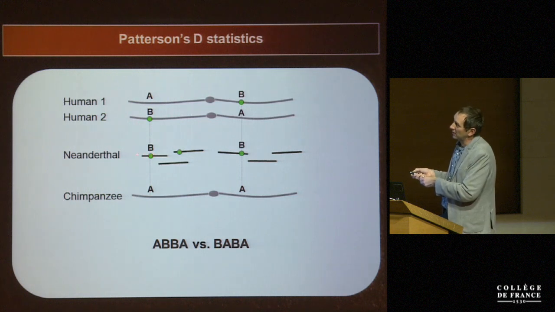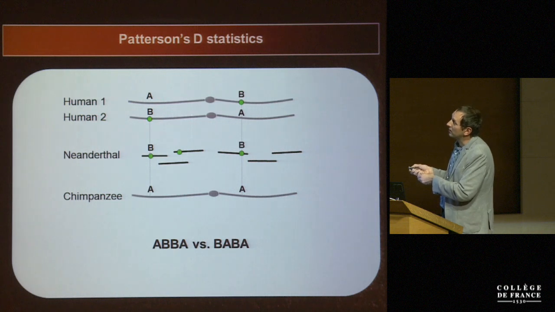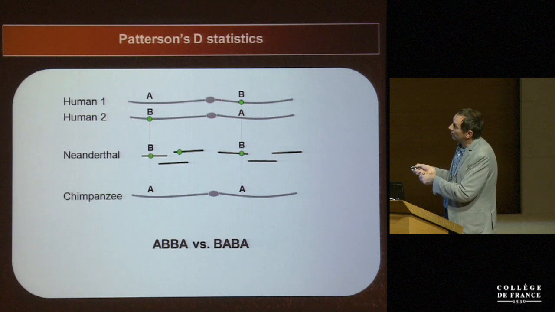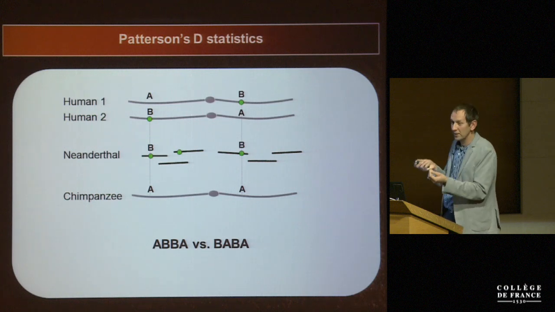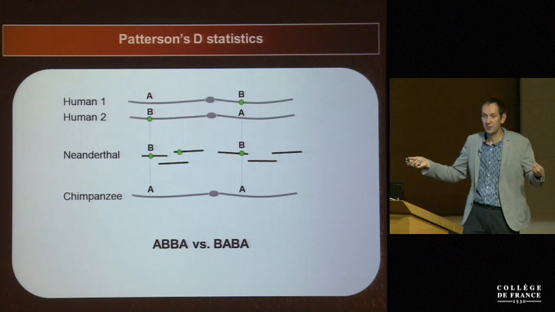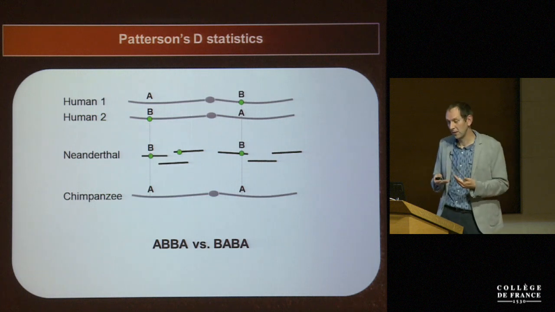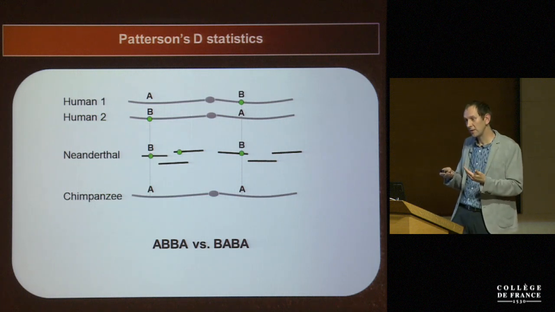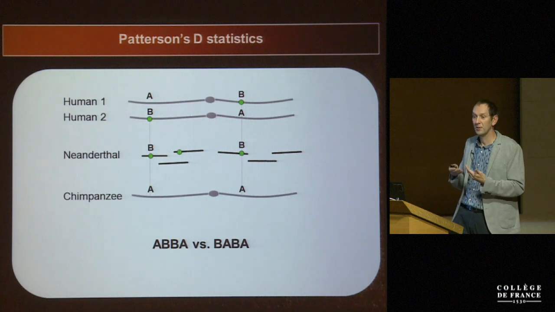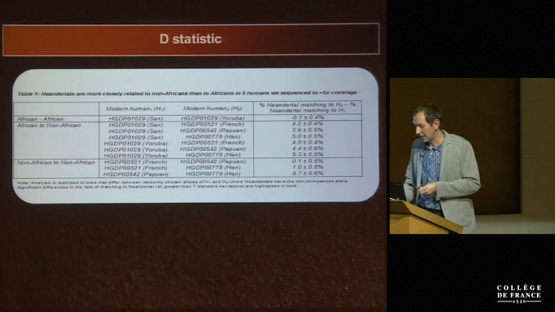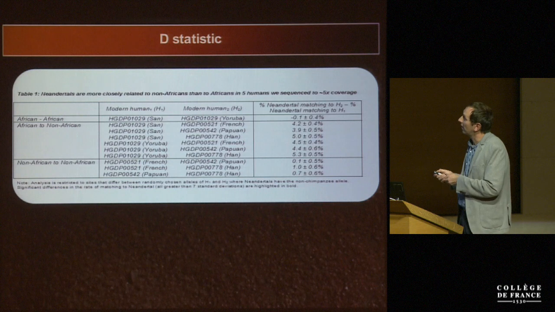And sometimes the Neanderthal will match the European, sometimes it will match the African, and then you either have this ABBA scenario as shown here, or BABA scenario as shown here, and then you can simply count the number of observations, and the null hypothesis is that it's 0. There's no difference between the two if you subtract the numbers, right? Because that would suggest that the Neanderthal is equally close to either human.